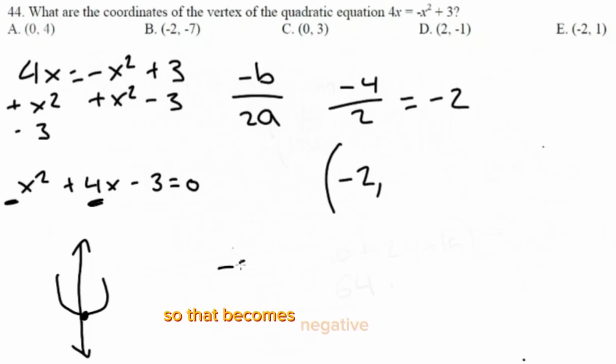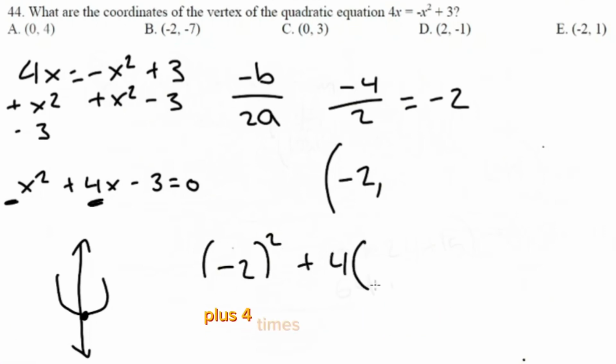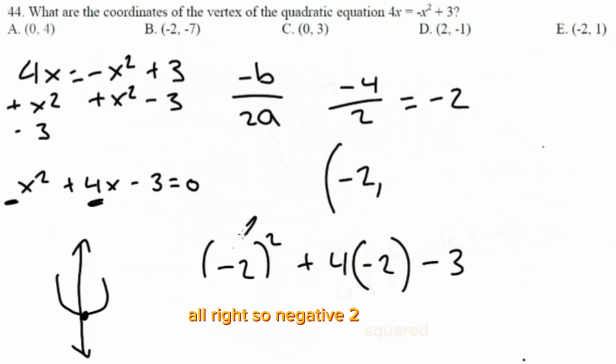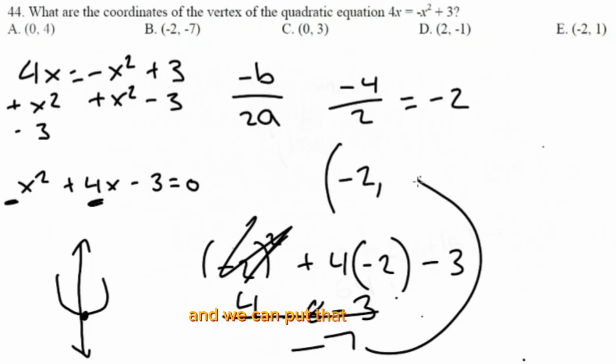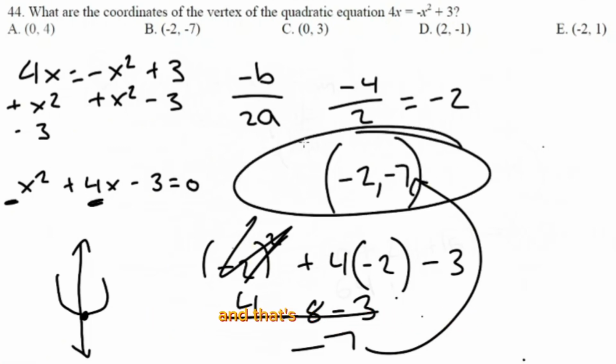So that becomes negative 2 squared plus 4 times negative 2 minus 3. Alright, so negative 2 squared, that's just 4. 4 times negative 2, that's just negative 8, and minus 3. So that becomes negative 7. And we can put that right here. So we get negative 2, negative 7, and that's your answer.